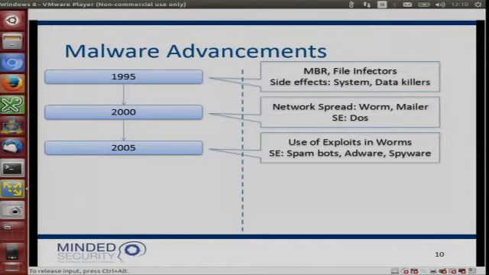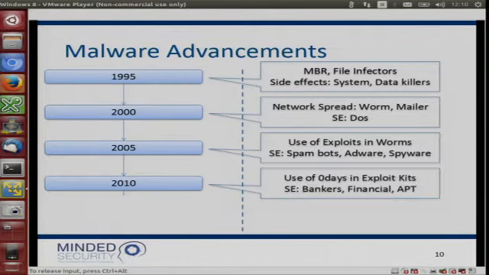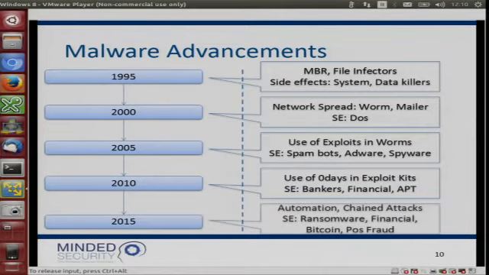So there is also the Spamhaus list of biggest spammers around the world. We find the hardware business and so on. In 2010, bankers, financial, APT, the use of 0-days in exploit kits.